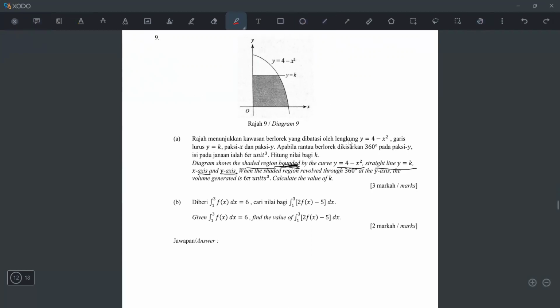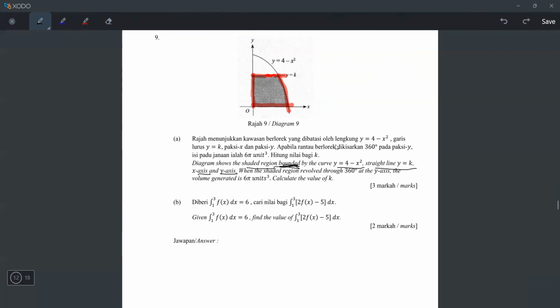So which one? Surrounded by what? The curve. So this is the curve. And then what else? The straight line y equals k. Surrounded by this line. What else? X-axis and y-axis. So obviously he's talking about this shaded region, because the shaded region is surrounded by these 4 lines, right? The curve, y equals k, the x-axis, the y-axis.